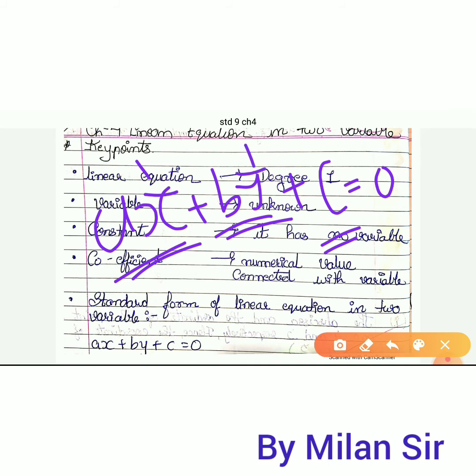And the degree of this equation, you just find the exponent of the variable. In both cases the exponent of the variable is 1. The maximum exponent of the variable is 1, that means the degree is equal to 1, and if the degree is equal to 1, then it is called a linear equation.